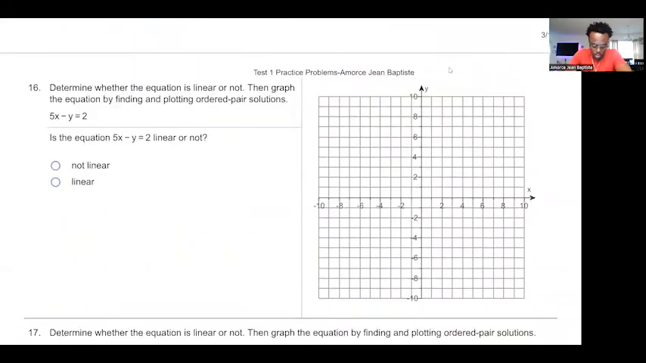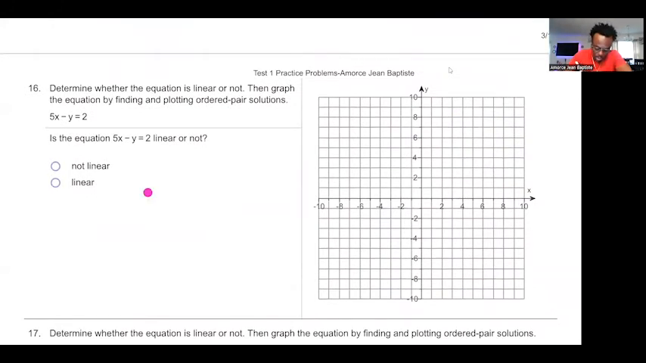All right, so let's see this one. That's also going to be a yes because it's linear. All exponents are 1 for the variables, so that means it's linear. And then we want to find the slope-intercept form so we can graph it. So let me subtract 5x on both sides. That's negative y equals negative 5x plus 2. Divide everything by negative 1 so you can isolate y. y equals 5x minus 2.